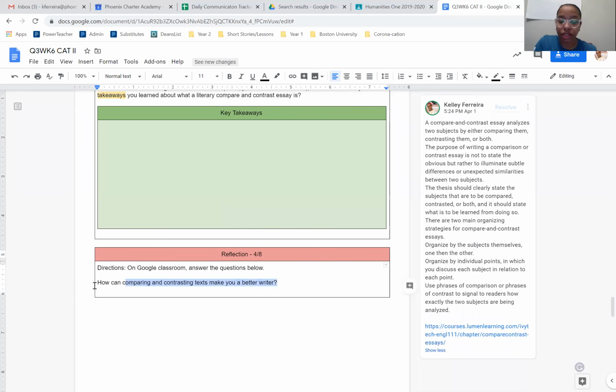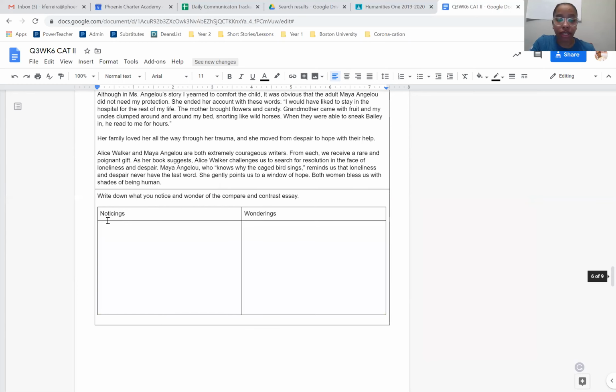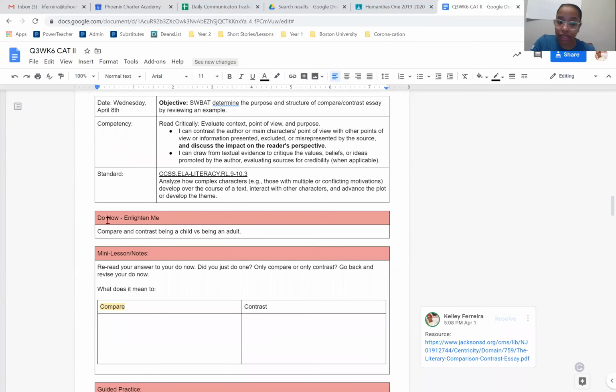how can comparing and contrasting text make you a better writer? That is what I'm most interested in. What does that do for you if you are able to write down some differences and similarities between some text? Think about that. And then write your answer. I'm going to pose a question on Google Classroom, and you're going to write your answer on Google Classroom under the post. So again, I'm just getting you guys started and thinking about what you can write for your compare and contrast essay capstone QPA.